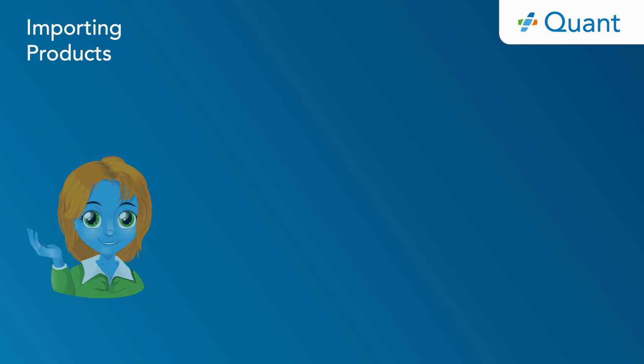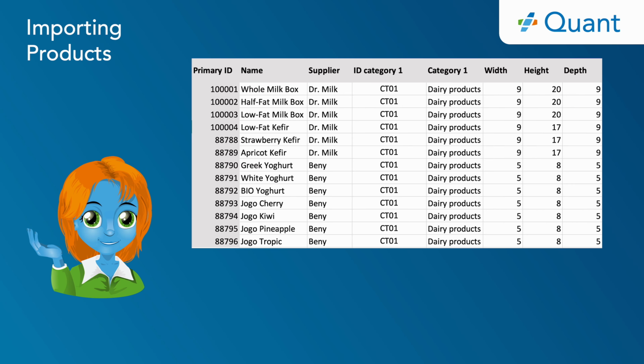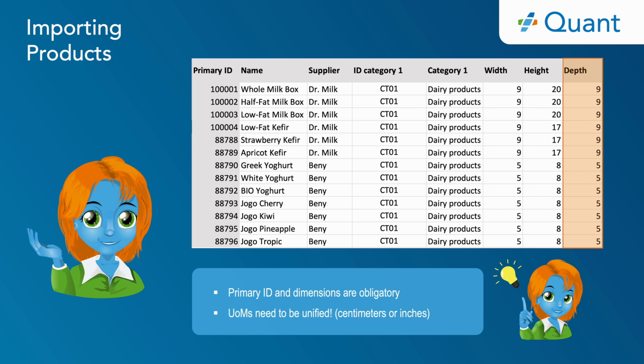Importing products. First of all, I'd like to remind you to have an Excel or a CSV file with your products and the product information ready. Here you can see how the file should look like. Each product represents one line. For each product, its primary ID, its unique product code, has to always be filled in. The file should include the product dimensions, the width, the height, and the depth. Please make sure that the dimensions units are unified. In our case, all dimensions are in centimeters.